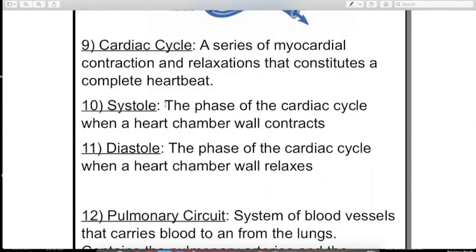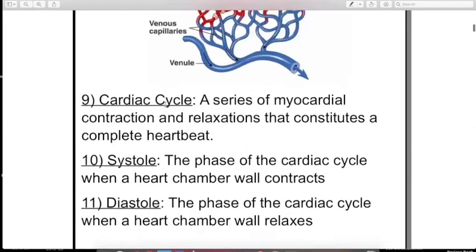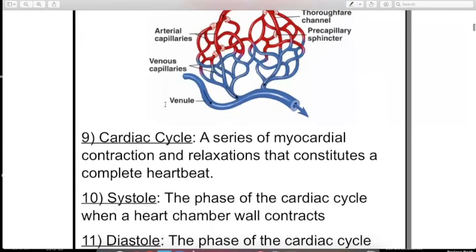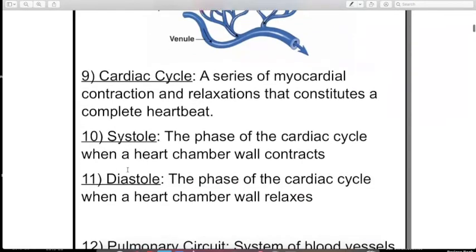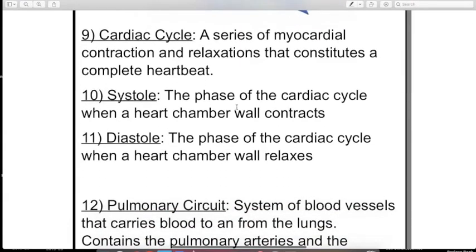So here's the weird thing. For some reason, we don't say contract and relax. I do, because it's easier. But we have official words for it, and those are systole and diastole. Systole, the phase of the cardiac cycle where the heart chamber wall contracts. So when the heart is contracting, when the heart is squeezing, pumping the blood, moving the blood, that's called a systole. And diastole is the part of the cardiac cycle where the chamber wall relaxes.